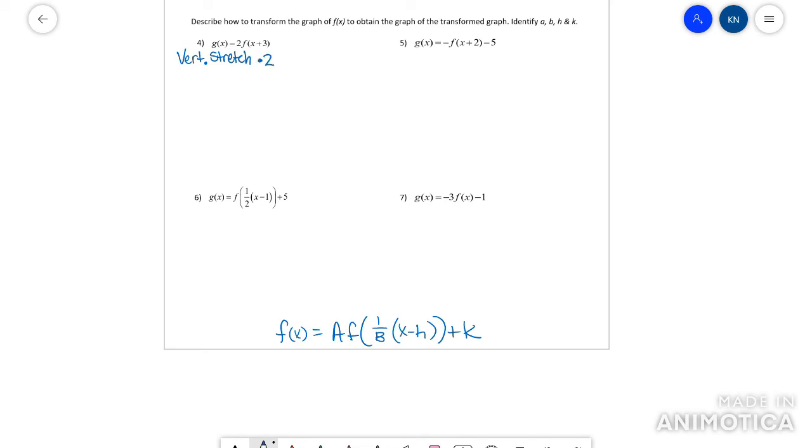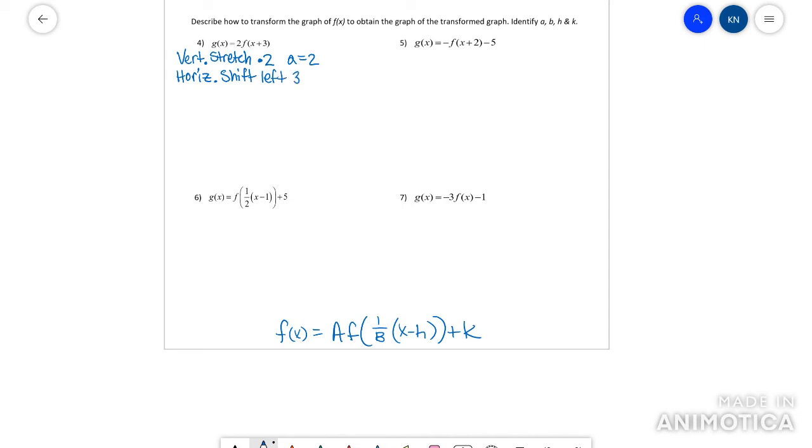Now in terms of the A, B, H, and K, if you look, it's in my A slot. So I just go A equals, and since it's vertical, I can just write whatever it is because it tells the truth, so it's a 2. Next would be this +3 inside. That's horizontal because it's inside. And since it's a plus-minus, it's a shift. You just have to figure out direction. Remember, if it's inside, you're going to be doing the opposite. So it's really going to be a -3, so it's going to go left 3.